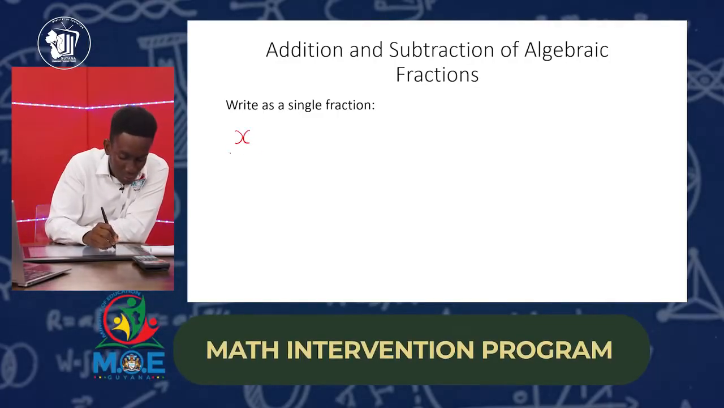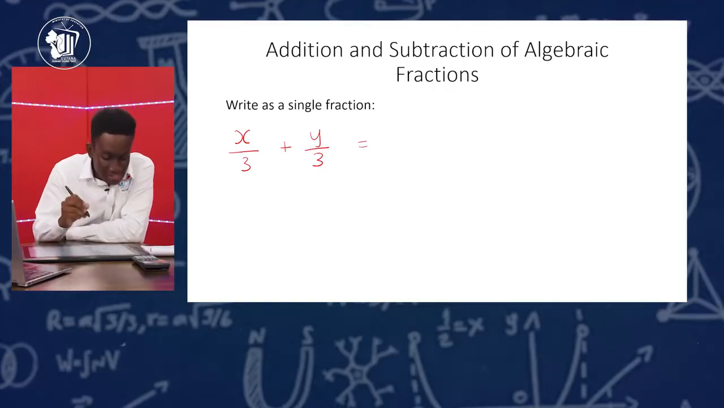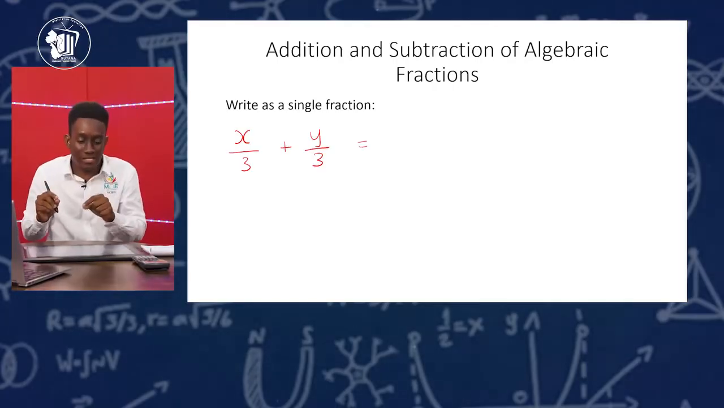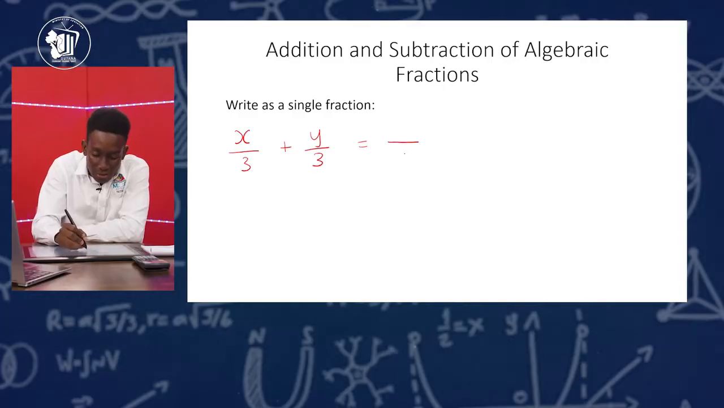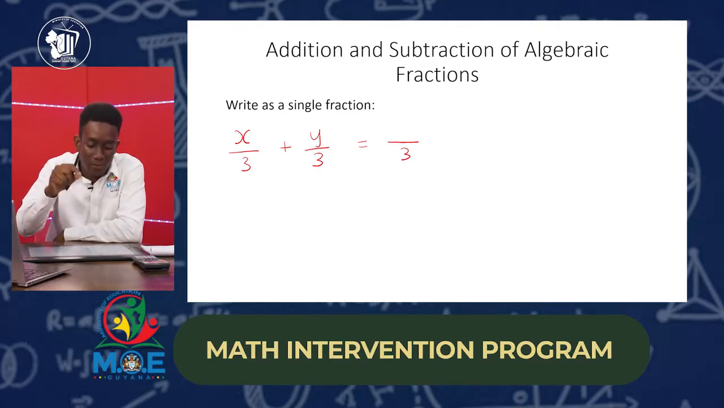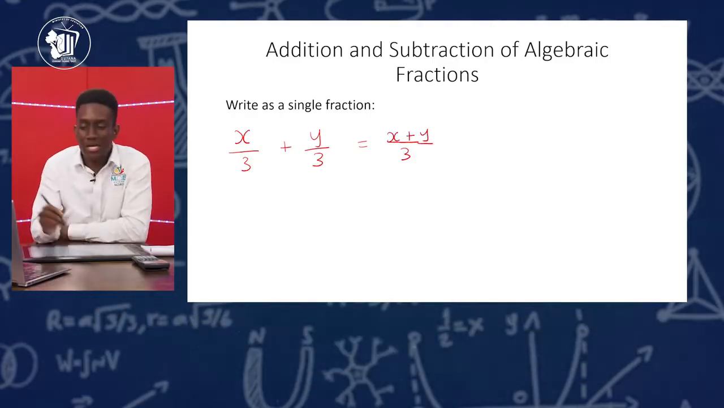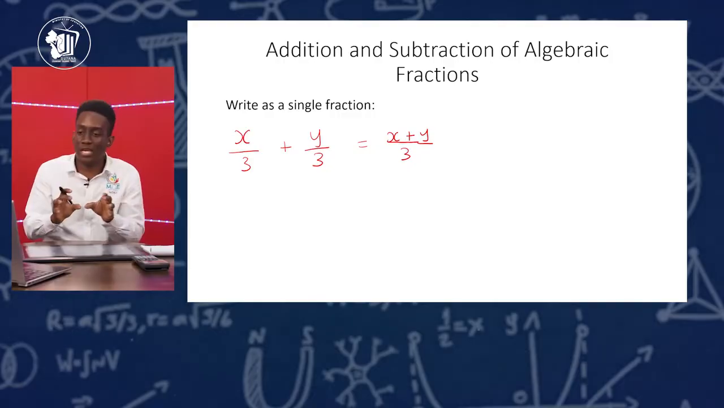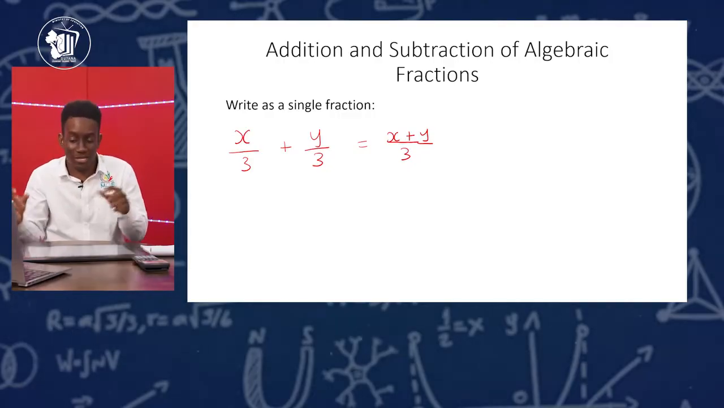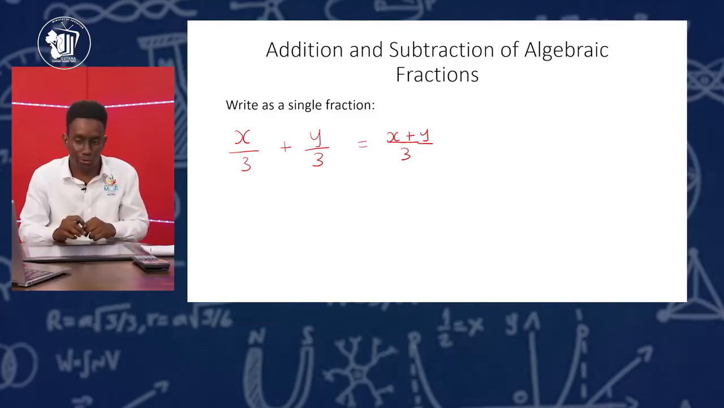So we have x over 3 plus y over 3. In this example, we see the denominators are the same. So all we do is put back the denominator, which would be 3, and we add the numerators, which would be x plus y. We see x plus y would simply be x plus y. We cannot take it any further. So when we write x over 3 plus y over 3 as a single fraction, it will simply be x plus y all over 3.